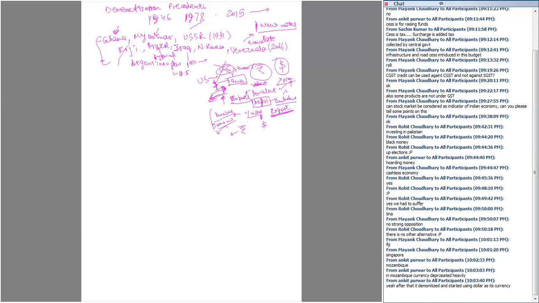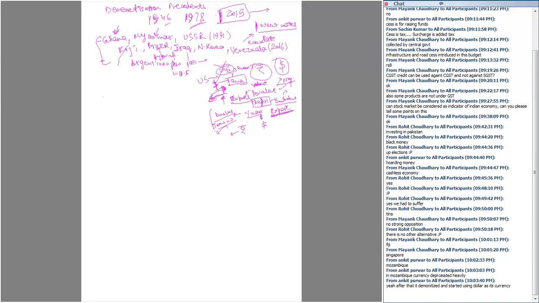Even if you see the demonetizations that happened in India in 1946 and 1978, none of them were able to meet the targets they were intended to. 2015 also. Now we see that, though it is still very early to say, in 2015 also the targets, the four reasons we just mentioned, counterfeit currency, black money, and all that, have not been met yet. So it's a debatable thing whether demonetization was successful as a step.